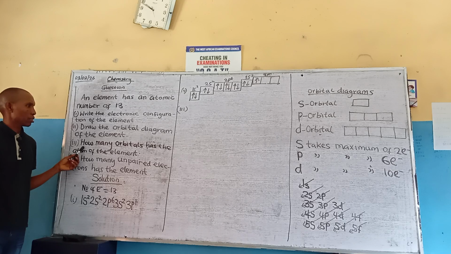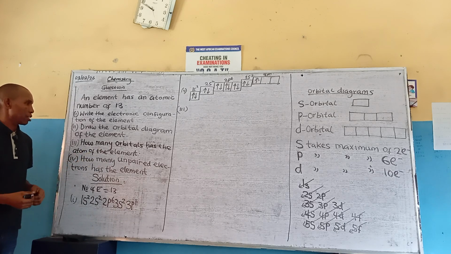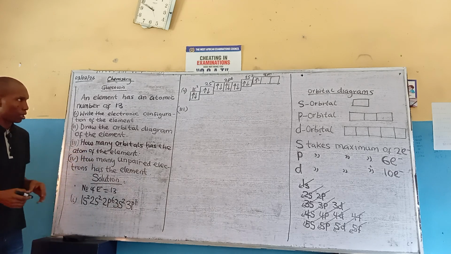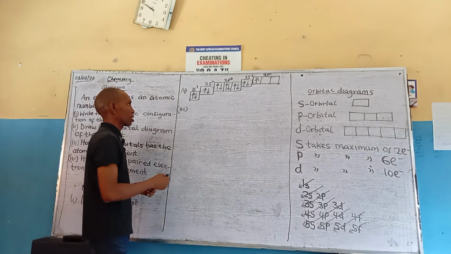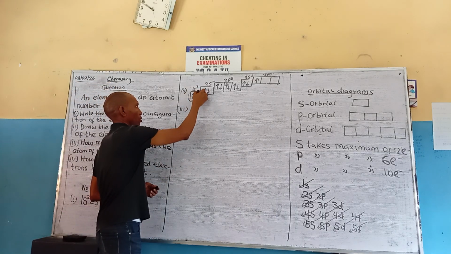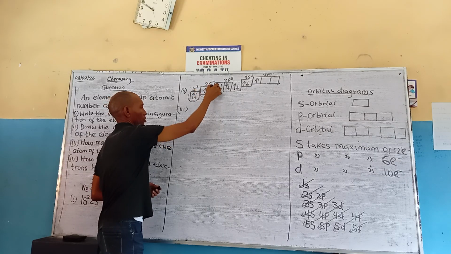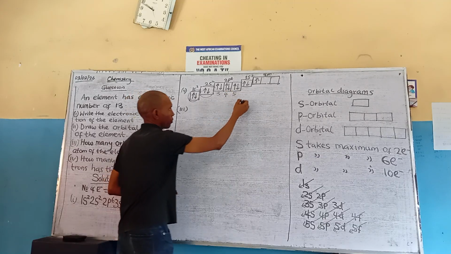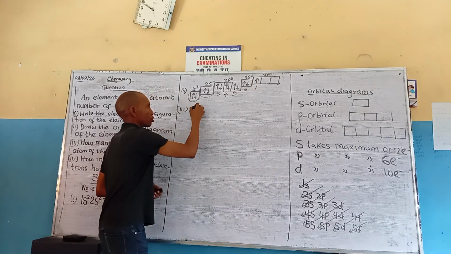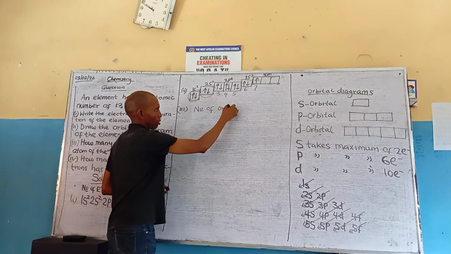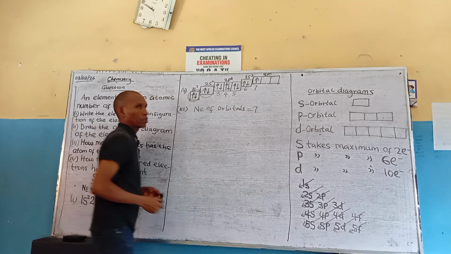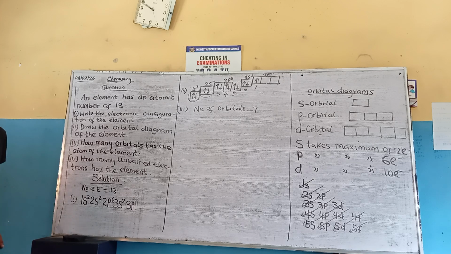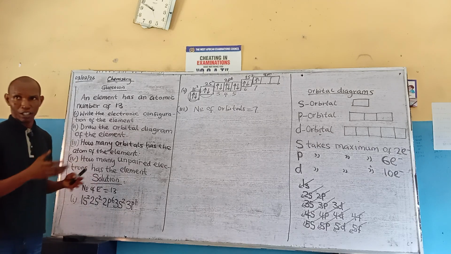We are told to get the number of orbitals in the atom. Each box stands for an orbital. Now we have to count the orbitals. This is 1, the second one. Then this is number 3, number 4, 5, 6, and 7. So number of orbitals is 7. There are 7 orbitals, 7 boxes containing electrons. The number of boxes containing electrons gives you the number of orbitals. There are 7 boxes that have electrons.